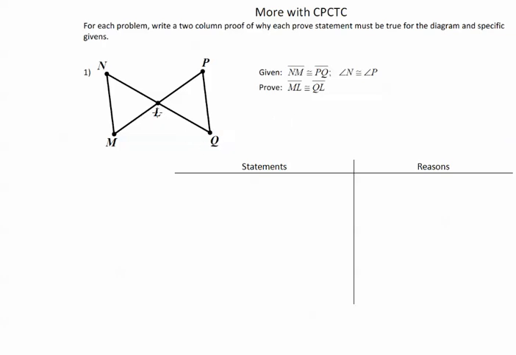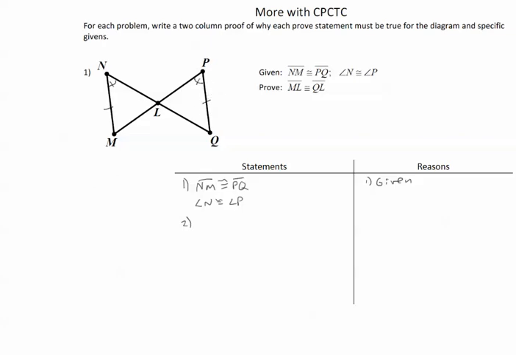So first, let's look at our givens. We are told that segment NM is congruent to segment PQ. We're also given that angle N is congruent to angle P. Those are my givens. I know it because I was told it. It was just given to me freely. Now let's mark our figure with our givens: angle N is congruent to angle P, and segment NM is congruent to segment PQ.